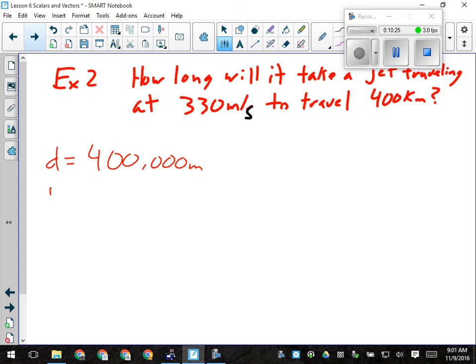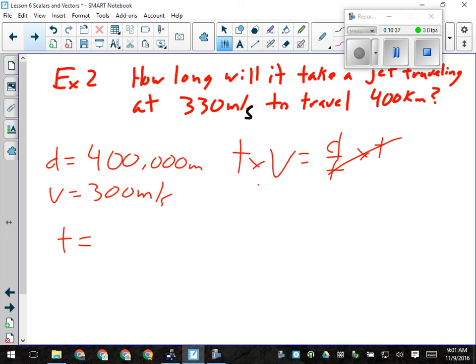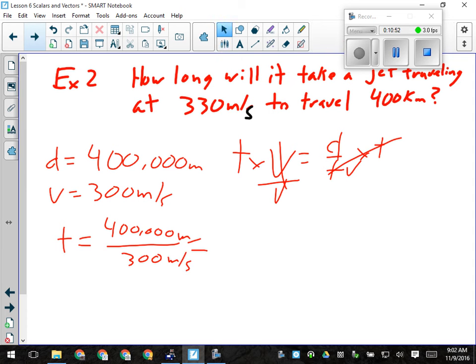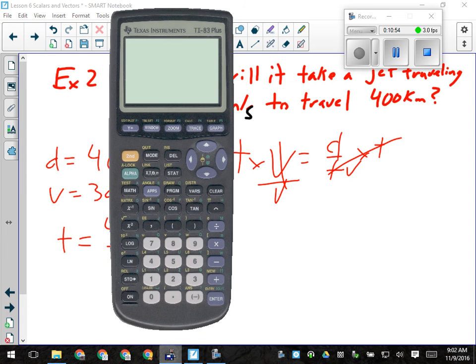Okay, and the speed is 300 meters per second. We're looking for time. So v equals d over t. We multiply both sides by t, divide both sides by v, and we've got our new formula. So t is going to equal 400,000 divided by 300. And you can put the units in if you want. I usually try to remember to do it, but I don't always.